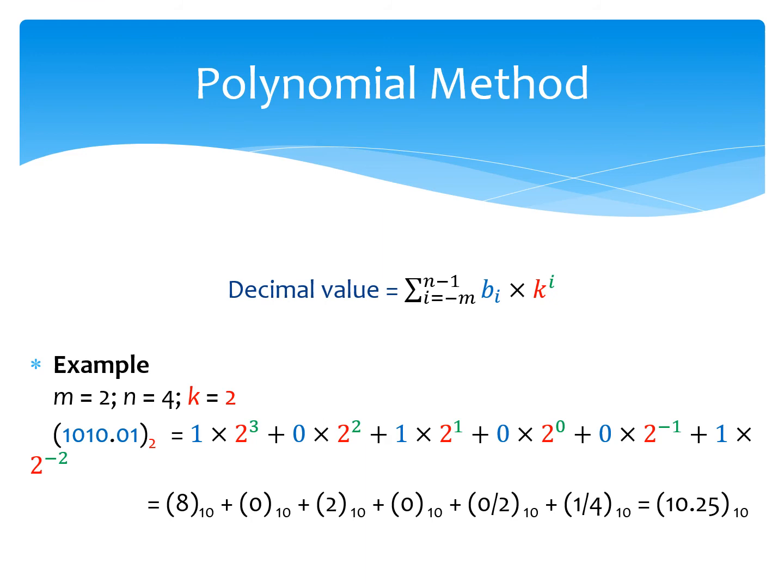As shown in the shorthand, the number 1010.01 is in base 2, and thus k is 2. The symbol B subscript i represents the digit in position i in the number. The sigma symbol indicates the sum of B subscript i multiplied by k to the power of i for each i, where i is from -2 to 3.